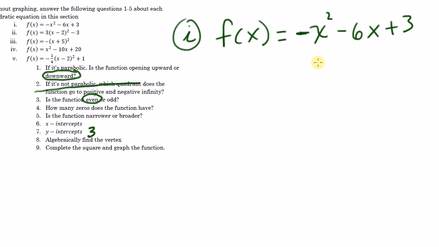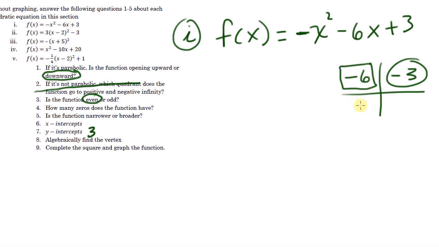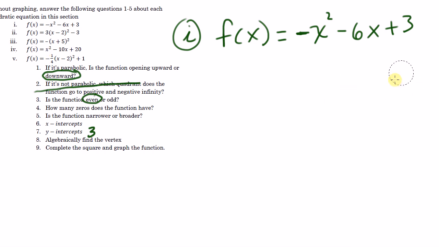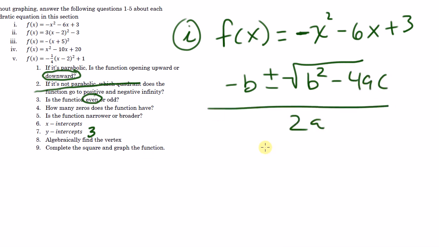So I'm going to take, let's see, I got a -3 and a -6. All right, it looks like that's not going to factor by hand. So I go to the quadratic formula: negative b plus or minus the square root of b squared minus 4ac, all over 2a. So my a is -1, my b is -6, and my c is 3.